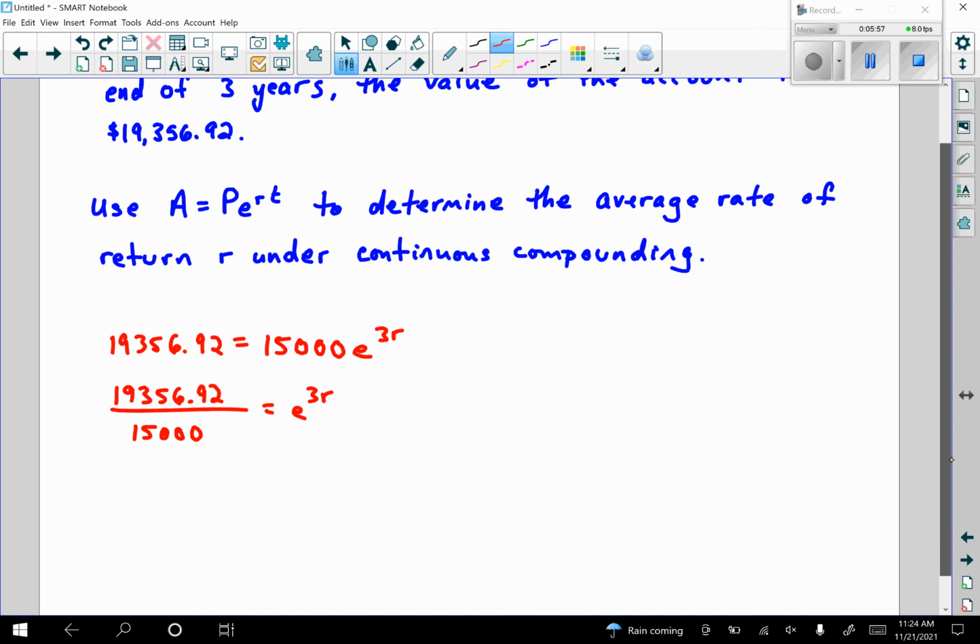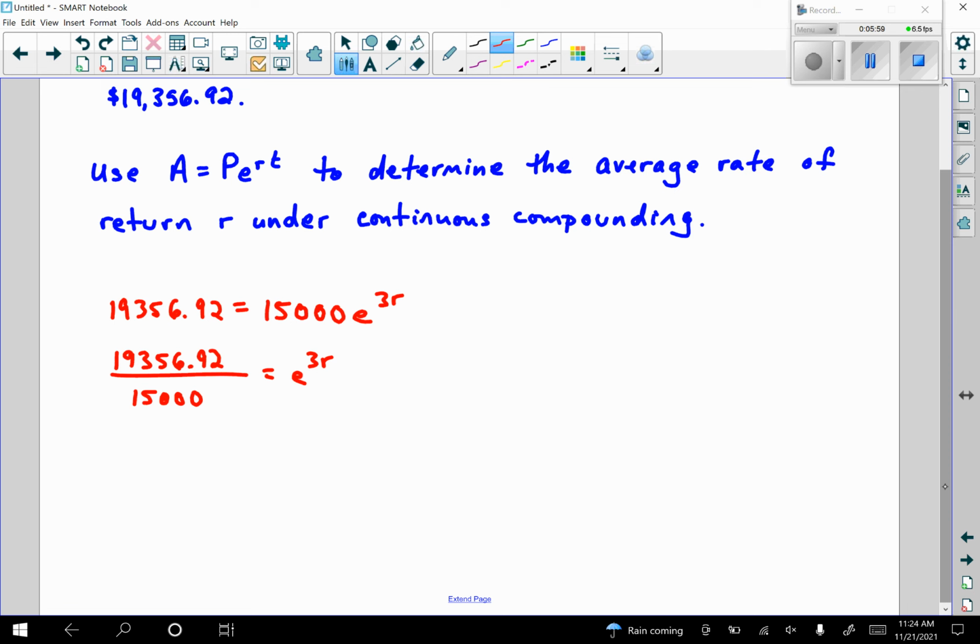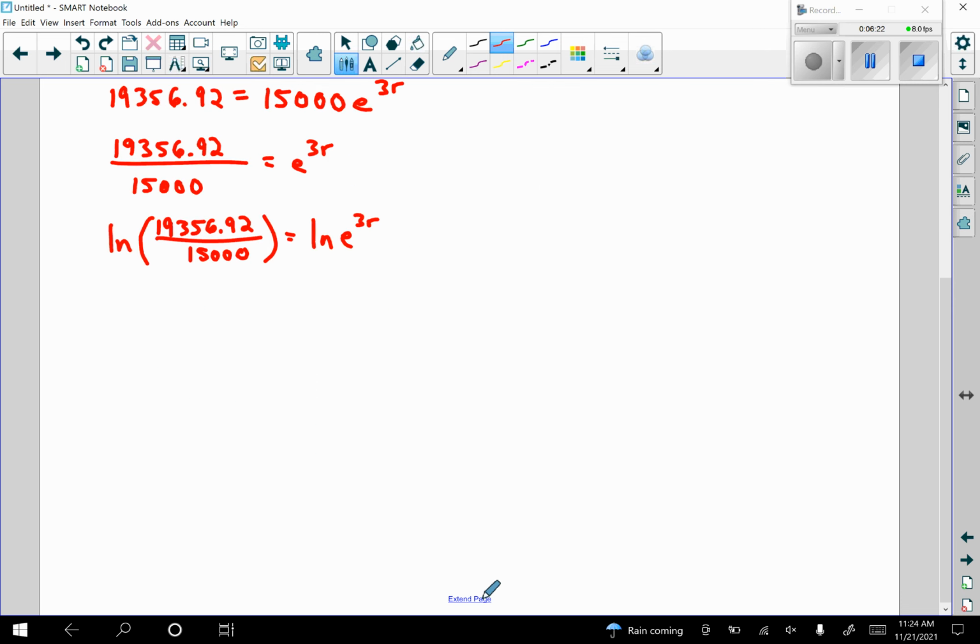So now what do you think we have to do to both sides? If you're thinking take the natural log, you're correct. So we're going to have natural log, again, of this fraction. And then what we'll have on the right side here, because we took the natural log, again, natural log and e are inverses, so we'll just have 3r. I'm just going to flip this around. We'll have 3r is equal to the natural log of this value.